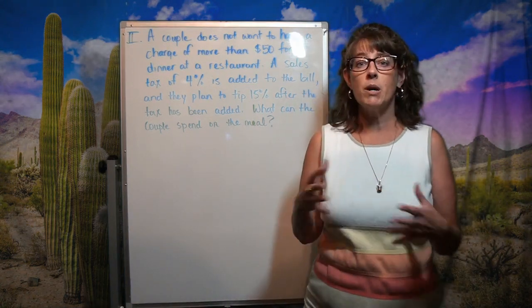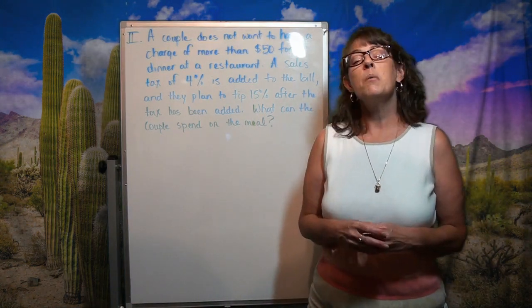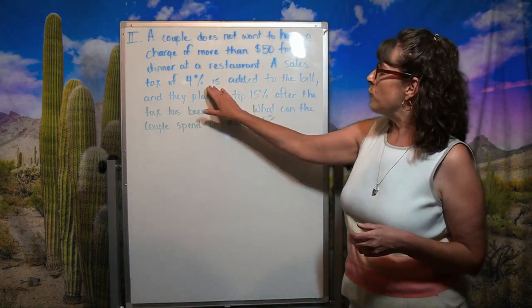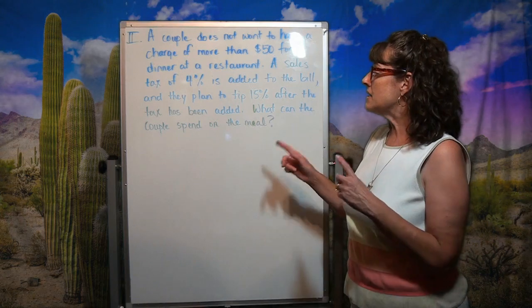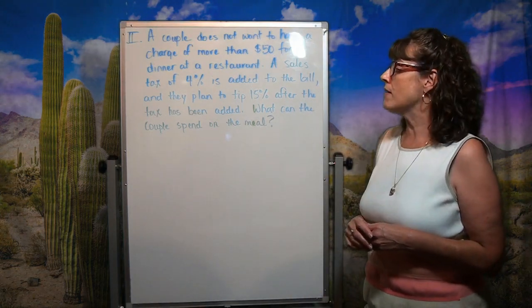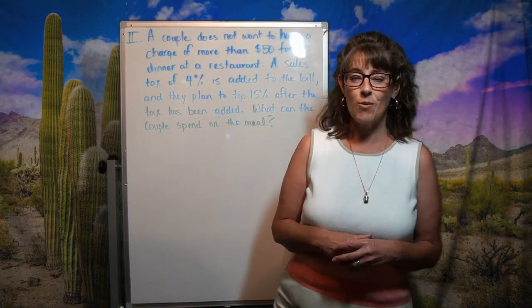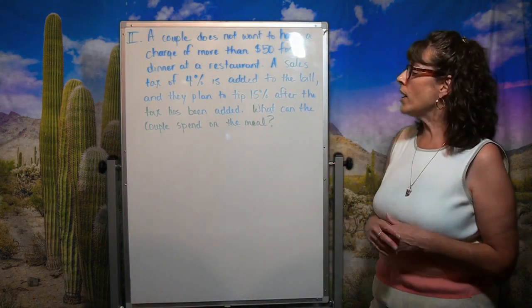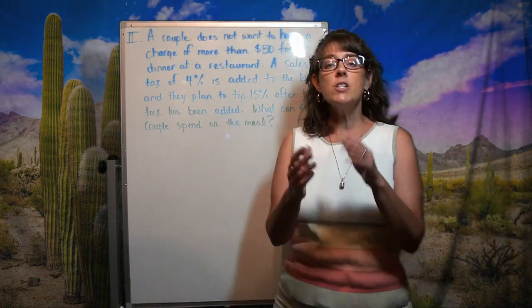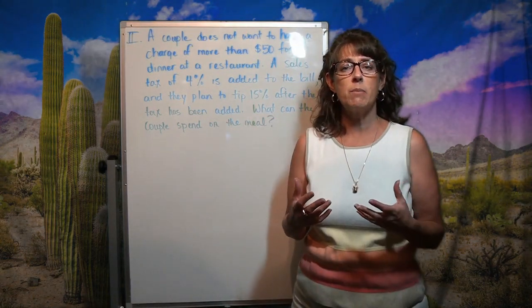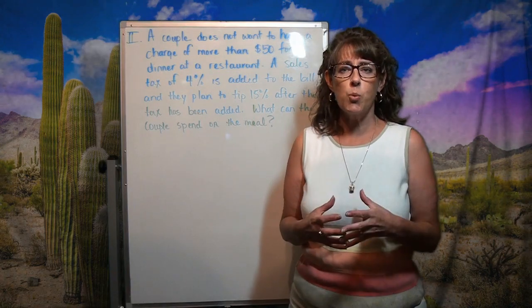They're trying to budget their money so they can make ends meet, but it's date night and they're ready to go out. A sales tax of 4% is added to the bill, and they plan to tip 15% after the tax has been added. This is not McDonald's, folks. We're at a nice restaurant where we're going to do tip. We want to know what can that couple spend on the meal. So let's think about what happens here. We've read it in its entirety just to get a feeling for what's happening. We need to figure out, how does this work?